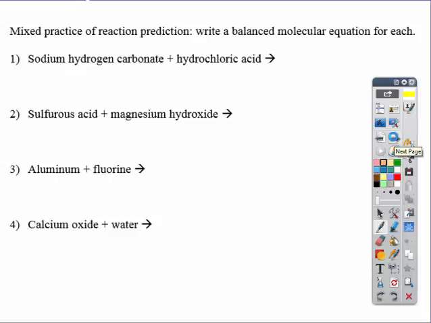I'm going to pause the video and figure out if these are synthesis, decomp, single replacement, double replacement, or combustion. Restart when you figured that piece out.